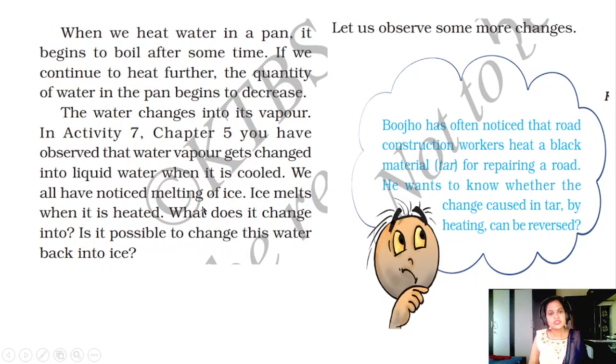We all have noticed melting of ice. Ice melts when it is heated. What does it change into? Is it possible to change the water back into ice? Let's observe some more changes. Hojo has often noticed that road construction workers heat a black material for repairing the road, that is tar. He wants to know whether changes caused in the tar by heating can be reversed. Yes, it can be.